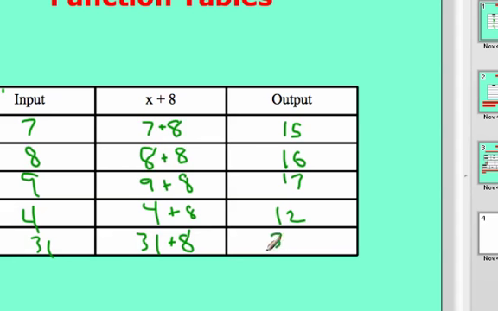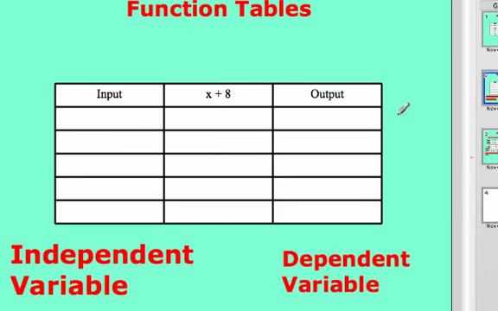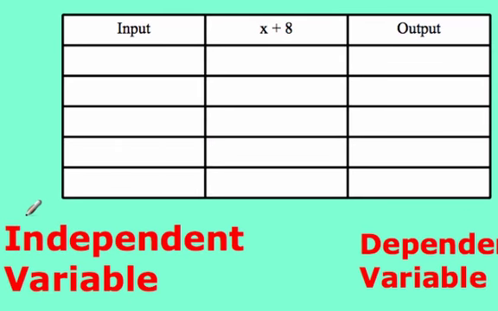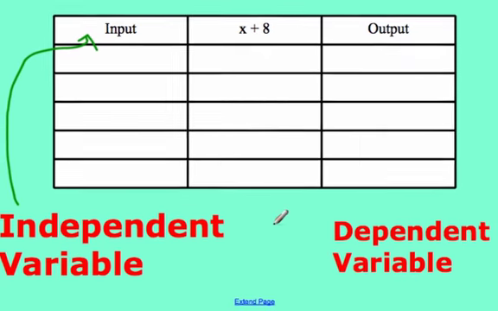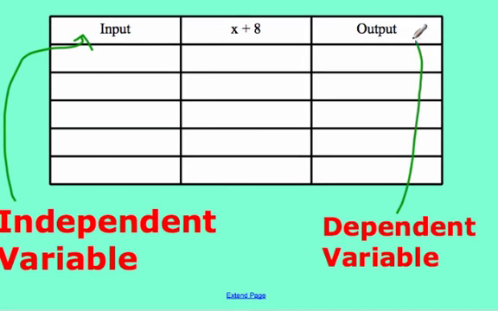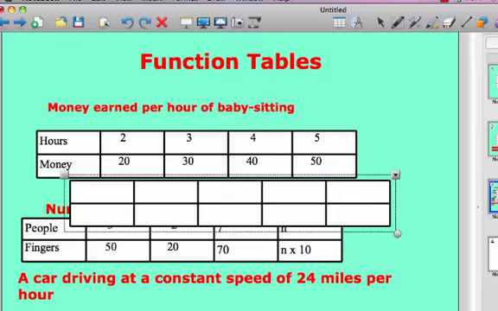So you're probably saying, well, what's so difficult about this? And I think one of the hardest parts is the vocabulary affiliated with it. Another term for input is the independent variable, and another term for output is the dependent variable. So let's look at independent versus dependent variables. It's an important concept, especially as you move on in math.